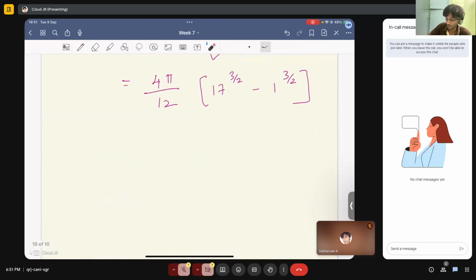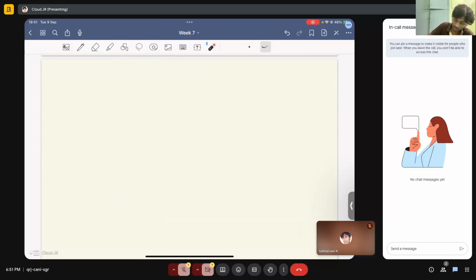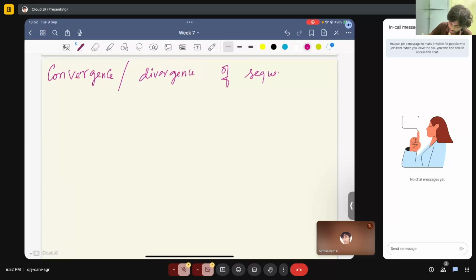Before going to convergence of the sequence, I assume that all of you know what a sequence is, and what convergence and divergence mean, etc. So we'll start with the problems directly. Let's start with the convergence, or basically divergence also, of a sequence and series.